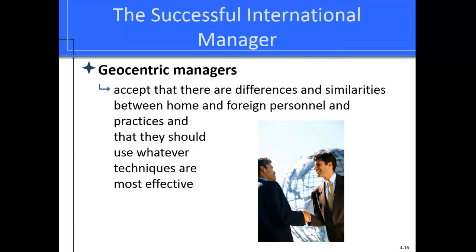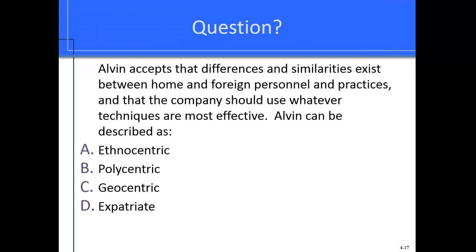Now let's see if you can apply that information to this question. Alvin accepts that differences and similarities exist between home and foreign personnel and practices, and that the company should use whatever techniques are most effective. Alvin therefore can be described as what type of manager, or what managerial attitude? Hopefully you chose C, geocentric, since the definition is right there in the question. Great job, everyone. Now let's move on to the next section.